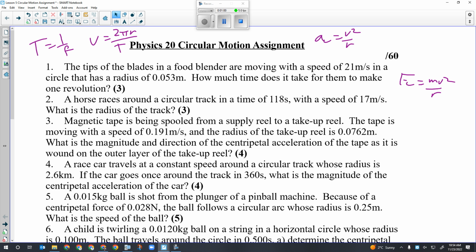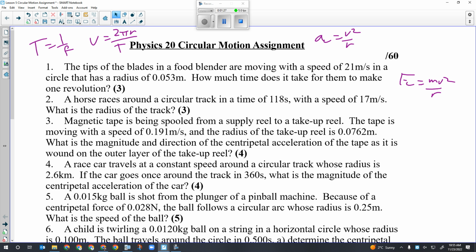So, for question number 1, don't overthink it, it's only out of 3 marks. They tell you the speed of the blades and they tell you the radius, and they want to know how much time it takes for them to make 1 revolution. So that one's more of a terminology question, remembering what the time for 1 revolution is called, than it really is a challenging math problem.